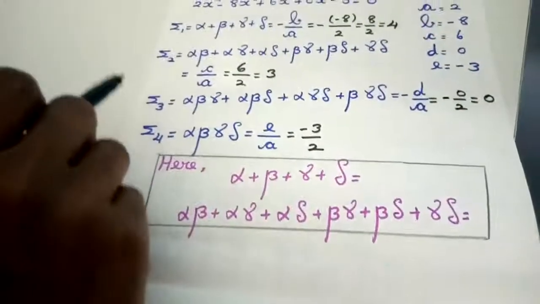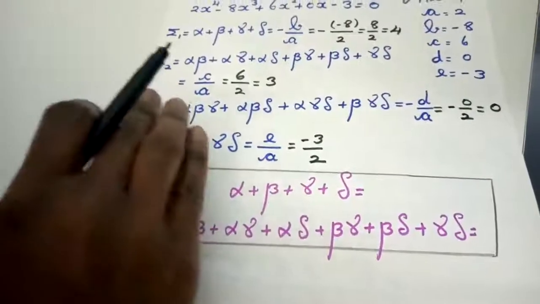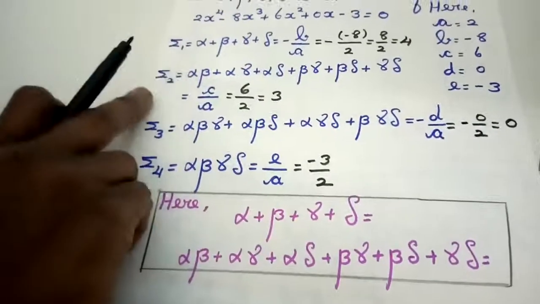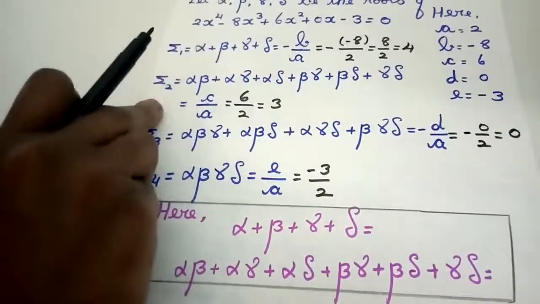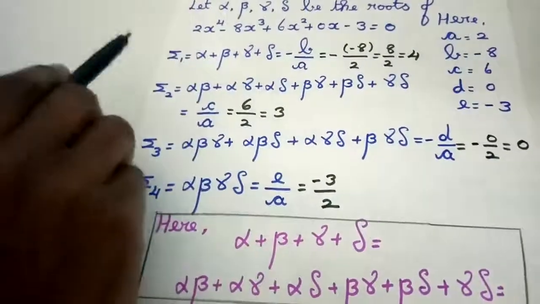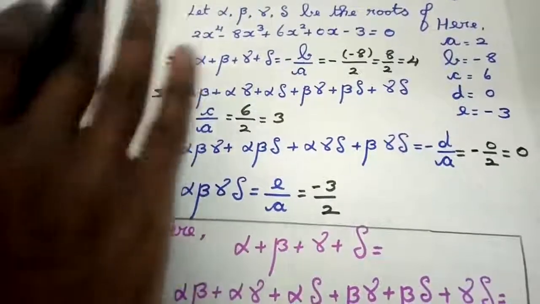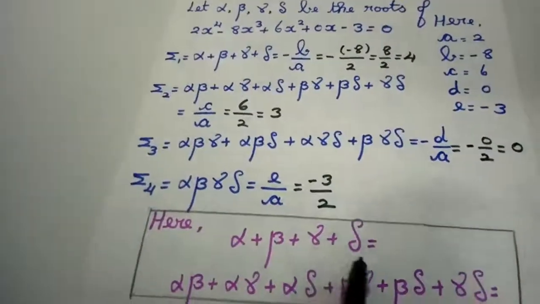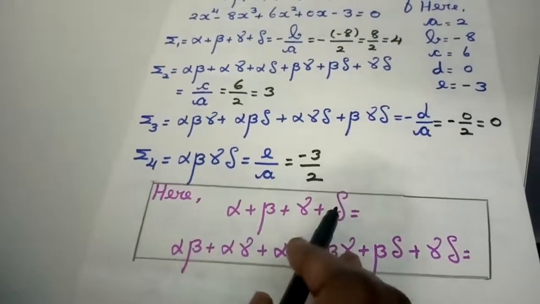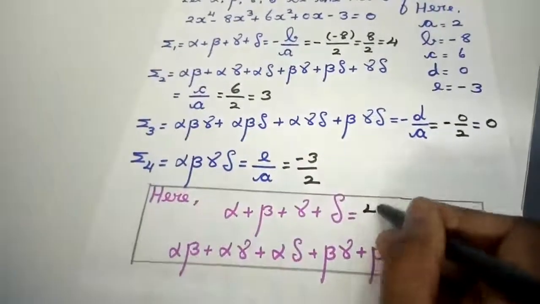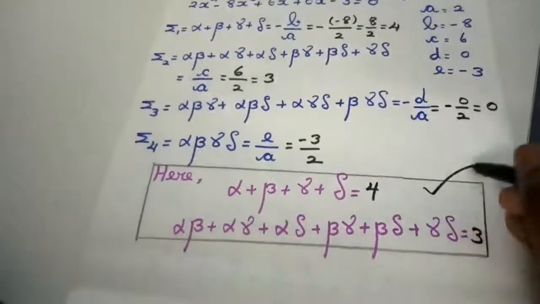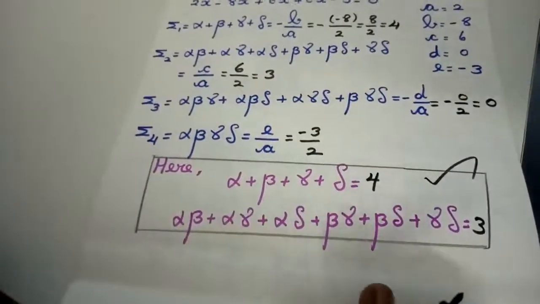Summation 1, summation 2, summation 3, summation 4. Regarding this sum, I am going to take only the values of summation 1 and summation 2. Only these two values are necessary to do this sum. I have done all 4 and shown you, but only summation 1 and summation 2 are necessary for this particular calculation. For summation 1, alpha plus beta plus gamma plus delta, the answer I got is 4. And for summation 2, I am getting the value as 3. We are going to apply these two values for the question they asked.